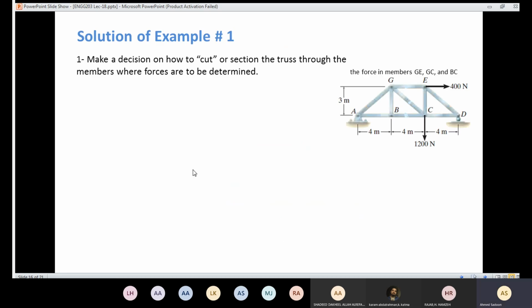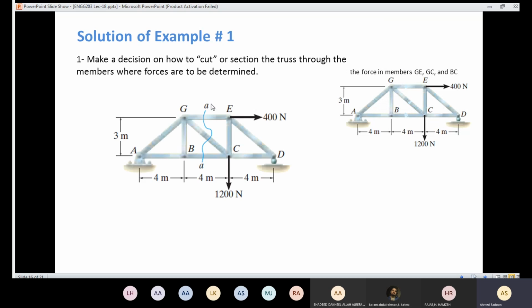So the first step, we need to make a decision on how to cut. We need to determine where to cut. Since it's required to know the forces in the members GE, GC and BC, it's obvious that I need to cut here at the middle. So I'm going to cut here. I'm going to pass a section here. This is the first step to be done.